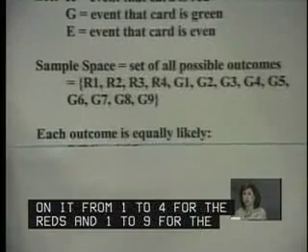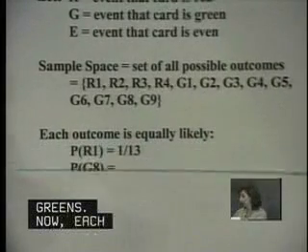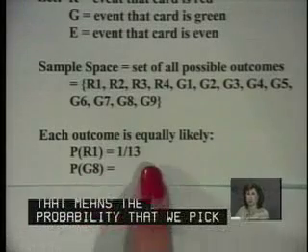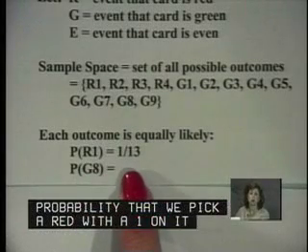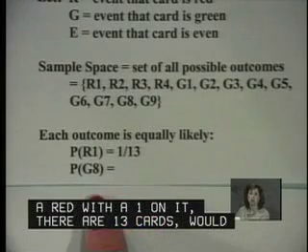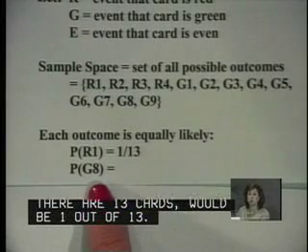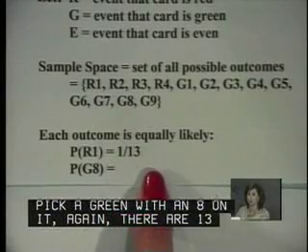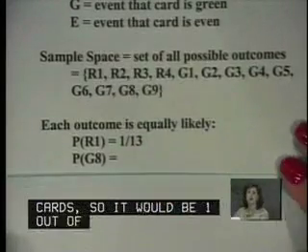Now, each outcome is equally likely. That means the probability that we pick a red with a 1 on it, there are 13 cards, would be 1 out of 13. The probability that we pick a green with an 8 on it, again, there are 13 cards, so it would be 1 out of 13 again. Now let's go to the events.